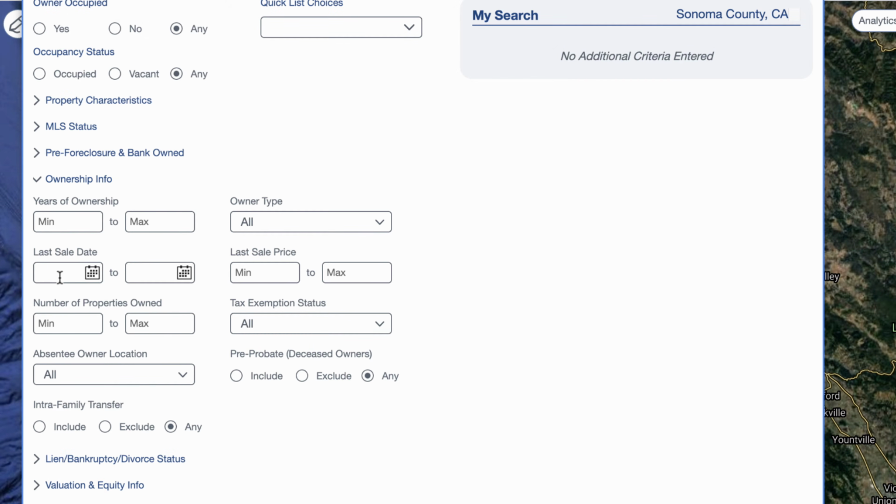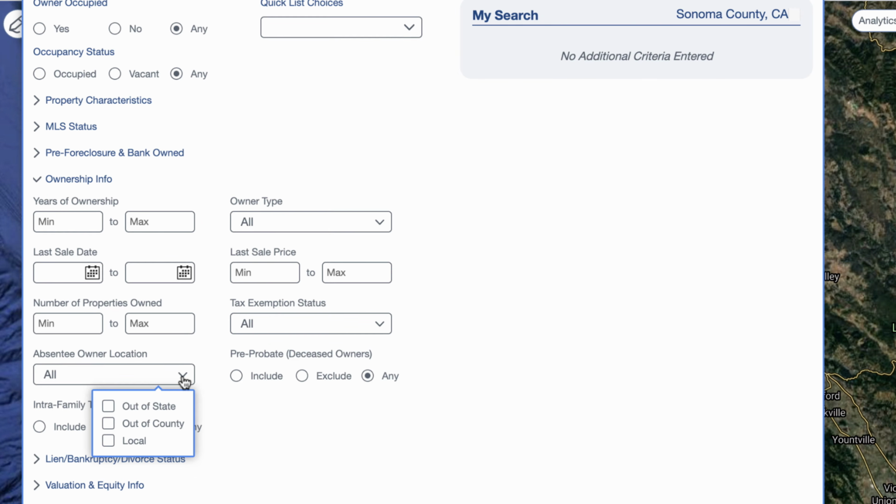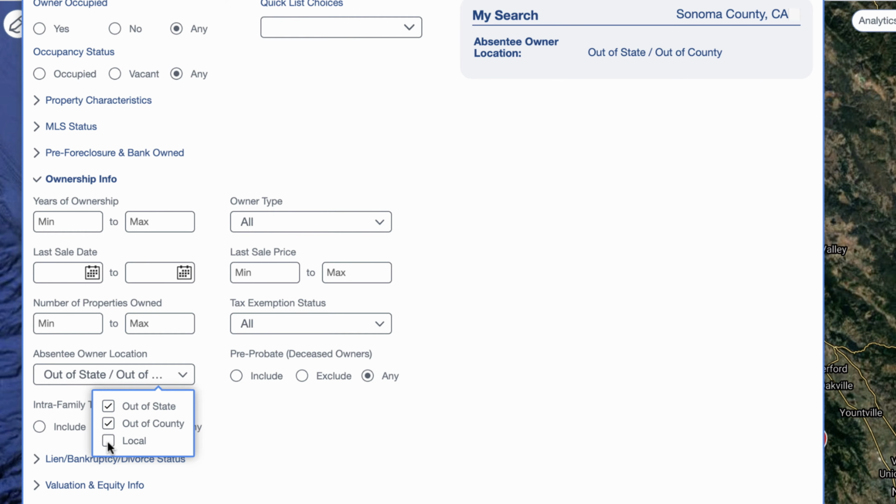Last date of sale, so you could target people who have owned their property for a certain length of time. You can specify the last sale price. You can specify the tax exemption status. Say if you only wanted to reach out to tax exempt properties for some reason, you could do that too. And then absentee owner location. This has always been a very effective thing if you only want to contact people who live a long ways away from the property, whether that's out of state and or out of county or just the local people.